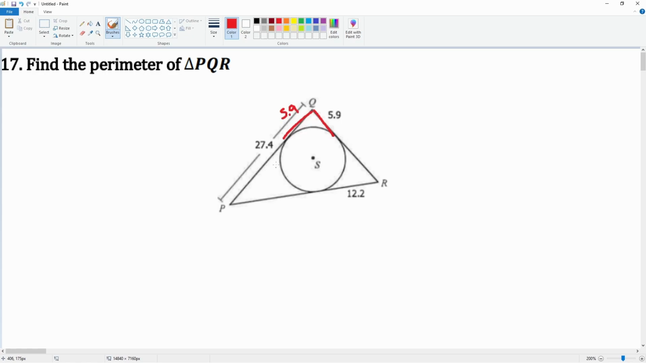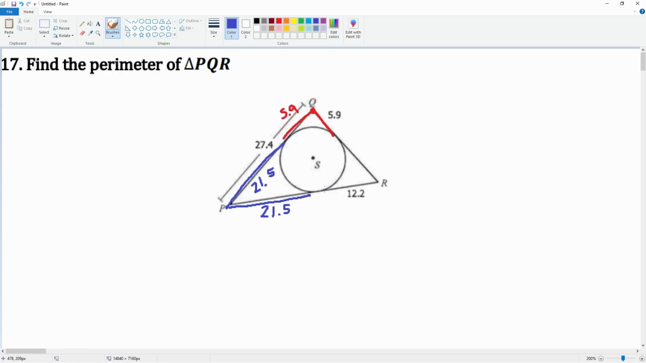Why do I do that? Well, because the whole thing here is 27.4. Okay, and we know that this point has to be 5.9 because it's coming from that same external point of Q. So we can do 27.4 minus 5.9. This gets this part right here, which is going to be in blue, to be 21.5. The reason why we do that is so we can know that this part is 21.5.